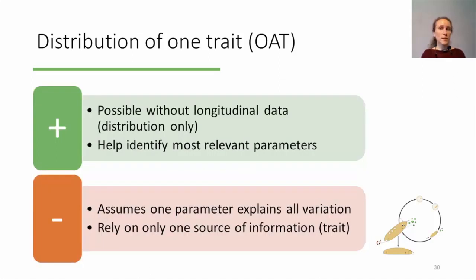One advantage of this method is that it's possible without having longitudinal data for each individual. Only the distribution of one trait would be sufficient. It also helps identify the most relevant DEB parameters, so the one that may vary the most in that particular species. However, it assumes that only one parameter explains all the variation, or at least most of the variation, and it also relies on only one source of information, one trait at a time, which might be problematic if there is lots of measurement error on that trait.